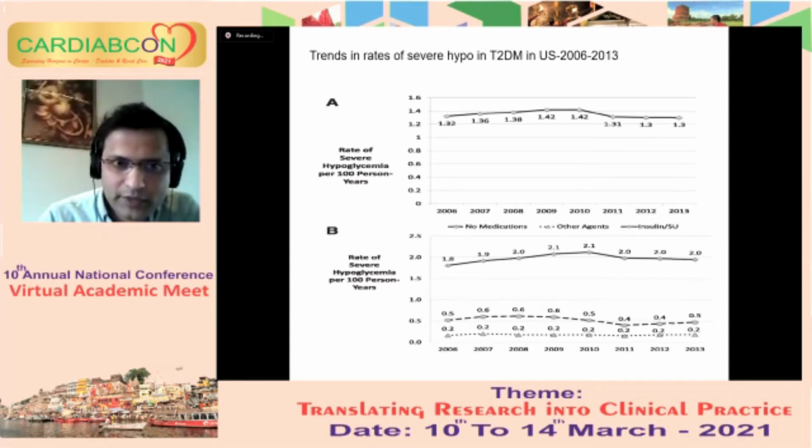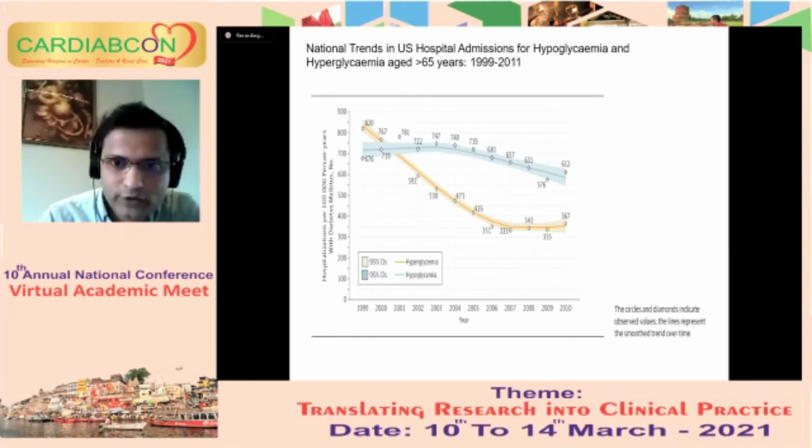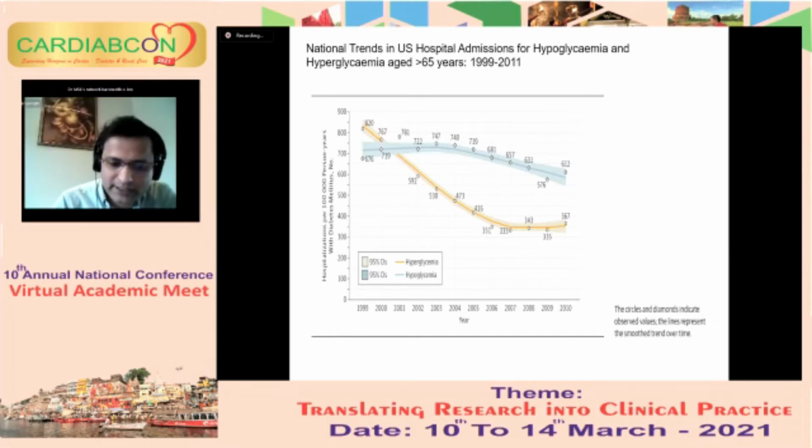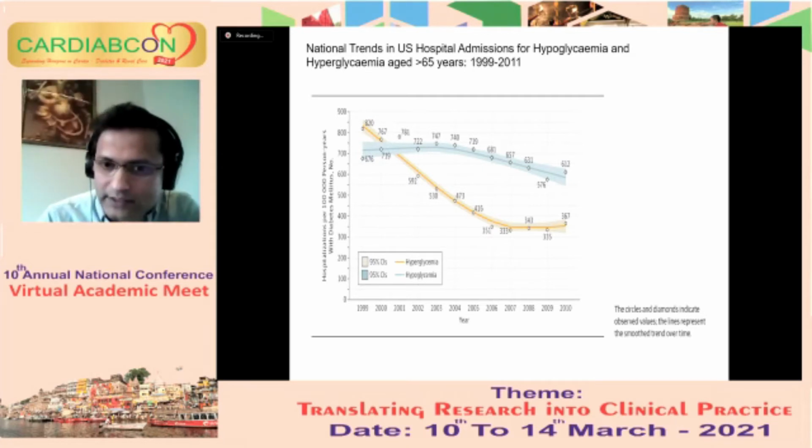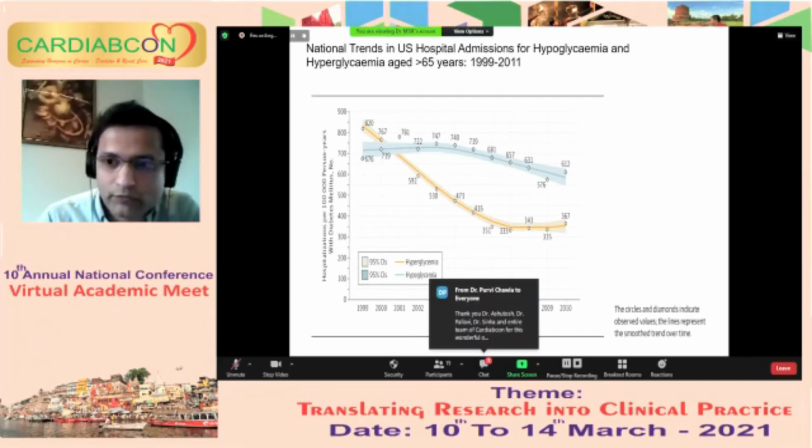This is another paper showing the trend of hypoglycemia as compared to hyperglycemia. Again, it is a very large study where they looked at the hypoglycemia and hyperglycemia trend. As you can clearly see, we are better at treatment of hyperglycemia, which has reduced from 1999 to 2010, over a period of nearly 11 years. But the hypoglycemia trend is still quite significantly high, and it is even higher than the hyperglycemia trend. So more and more patients are getting admitted to hospital with low sugars rather than high sugars, as is evident from this slide.